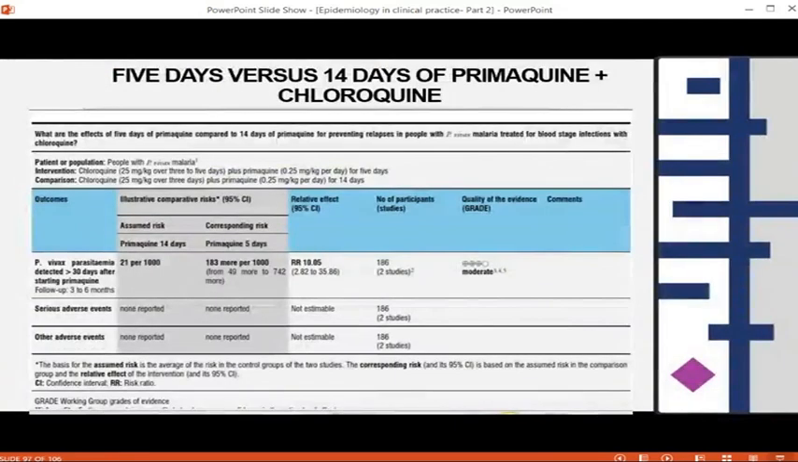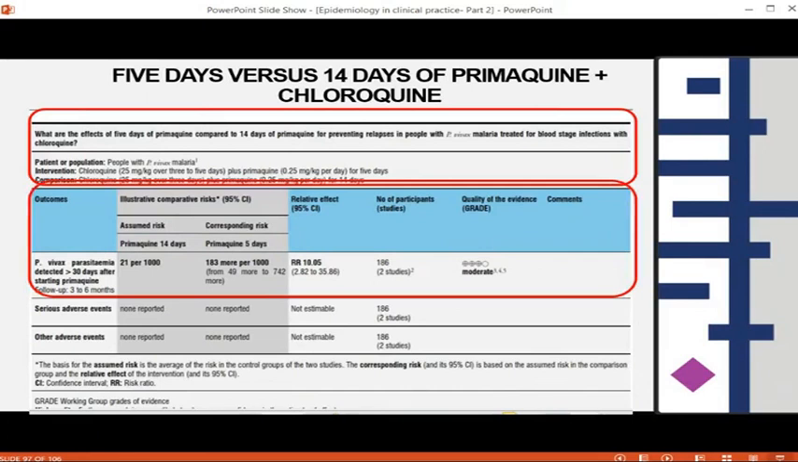So this is a summary of findings table from the main comparison of 5 versus 14 days. And this summary is meant to be useful for people to make a clear impression of what the entire review was trying to do. So it tells you when you use 5 days versus 14 days of primaquine after chloroquine, looking at the outcome of relapse over a period of 3 to 6 months follow-up. If you use primaquine 14 days, you can assume that you will get about 21 relapses per 1,000. And if you use 5 days of primaquine, like we are all doing, you can expect to get 183 more relapses per 1,000, from 49 more to 742 more.